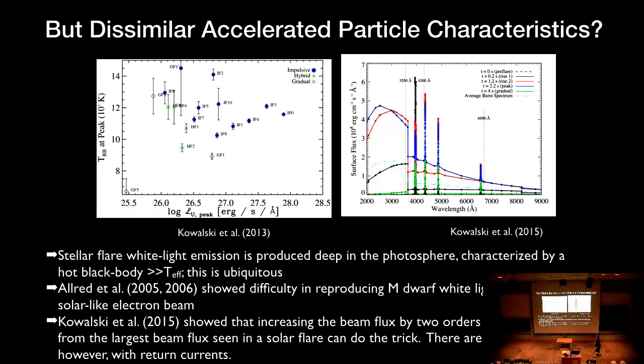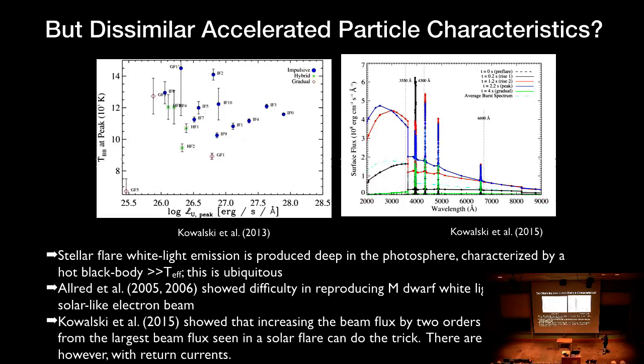So another indication that there might be a difference in the accelerated particle characteristics of stellar flares compared to solar flares. This is work that my colleague Adam Kowalski, a former student from this department, has been investigating using radiative hydrodynamic models of stellar flares in the blue and optical. And this has been a point of contention for quite a while, that if you take a solar-like prescription for an electron beam in a flare and stick it in a stellar atmosphere, you could not reproduce the observed stellar flare. If you did the same experiment for a solar flare in a solar atmosphere, you could reproduce the observed solar flare signature. And so that just indicated that something was off.